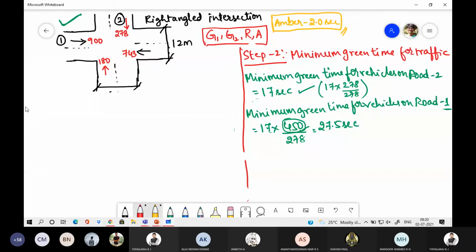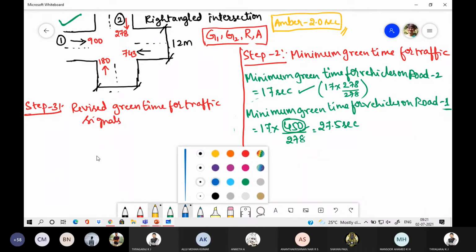Next is step 3. Revised green time. So we are going to revise the green time. Whatever we have got so far is not sufficient. So, revised green time for traffic signal. I will tell you the guidelines you have to follow for the revised time.